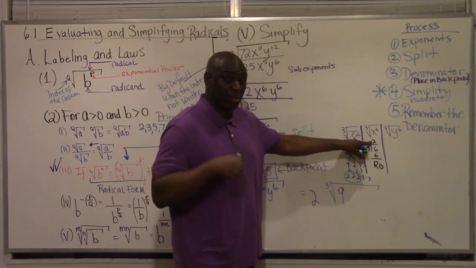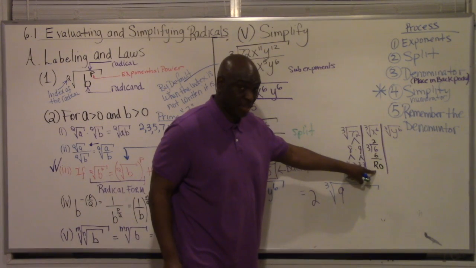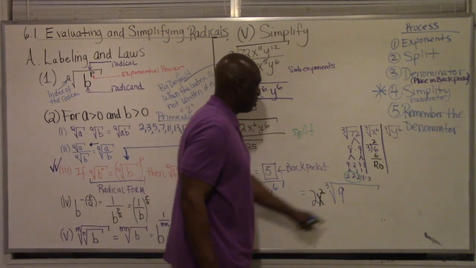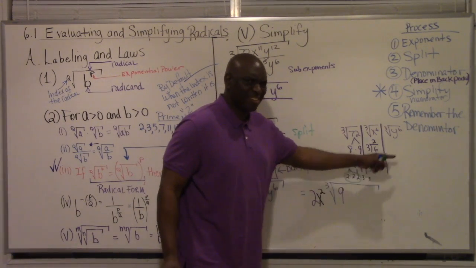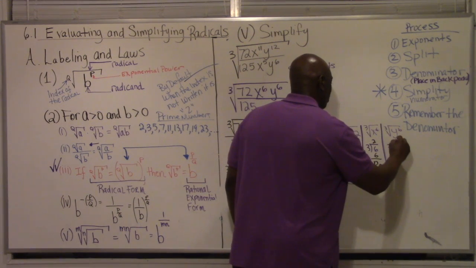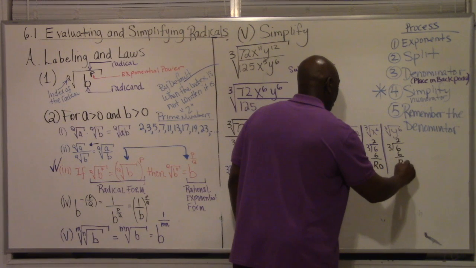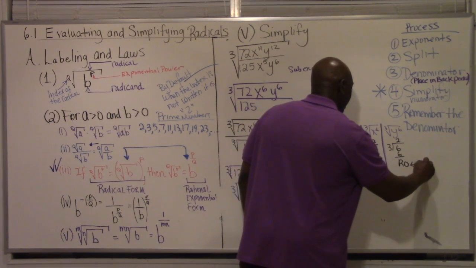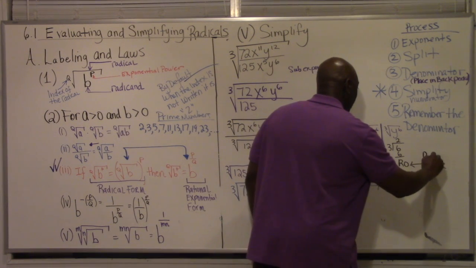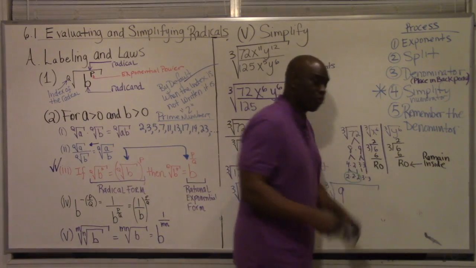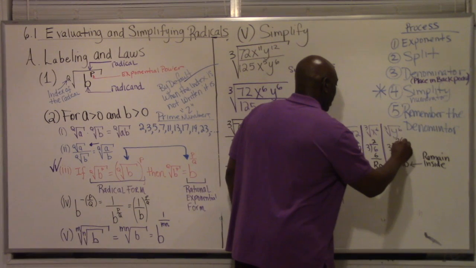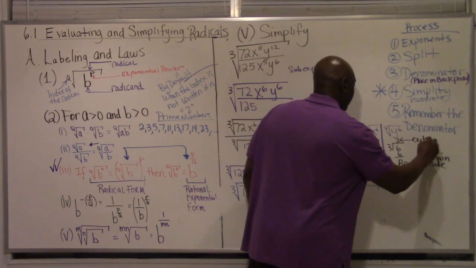Two X's go outside, zero X's are inside. So two X's, X squared goes out, no X's are in. The same with the Y's. Three into six goes two times, remainder is zero. Remember, this right here is inside. Better yet, say remain. Like you're saying remainder, it remains inside. And this number right here is what goes outside.